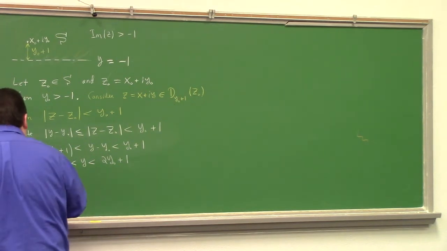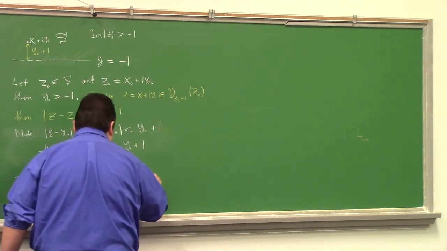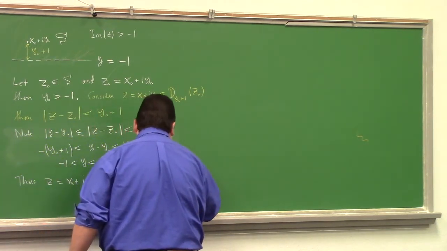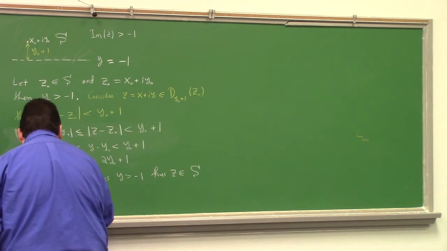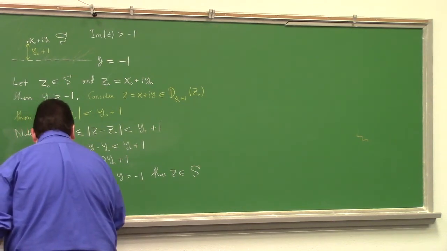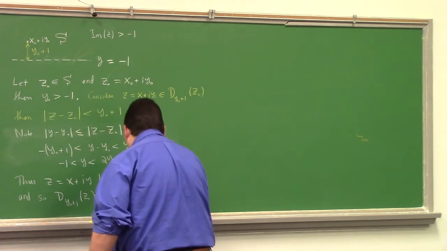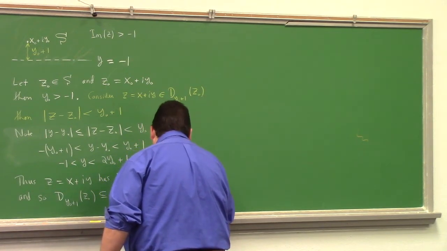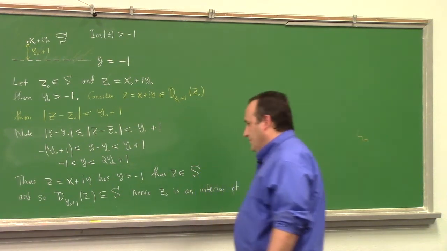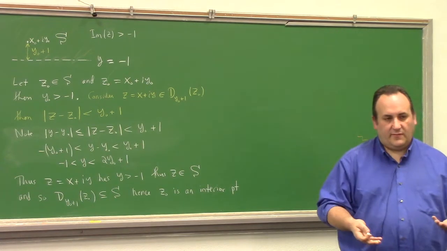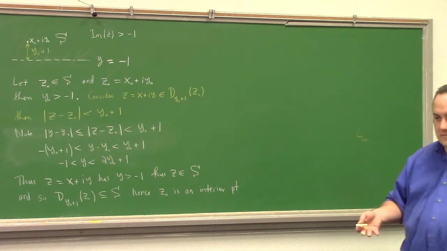So thus, z equals x plus iy has y greater than minus 1. Thus, z is an element of S. And so the disk of radius y naught plus 1 of z naught is a subset of S. Hence, z naught is an interior point. But z naught was an arbitrary point in S. Therefore, every point in S is an interior point, which means S is open.